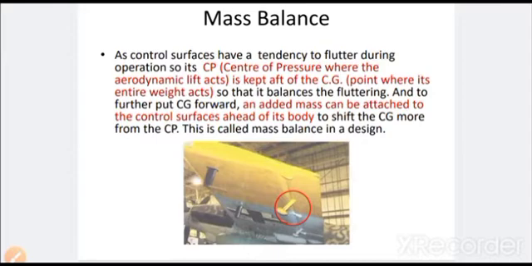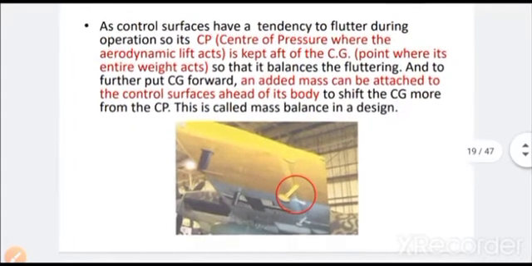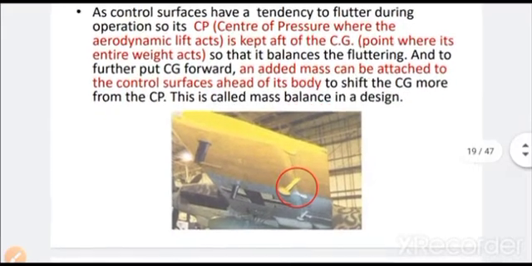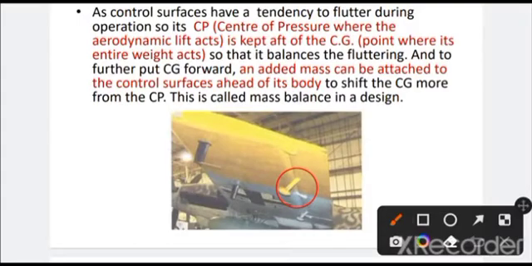But in mass balance what we can actually see is that as control surfaces have a tendency to flutter during operation, so it's CP. CP is the center of pressure where the aerodynamic lift acts. It is the center of pressure where the aerodynamic lift acts and is kept aft of the CG, where the entire weight of the control surface acts. So that is something that balances the fluttering.